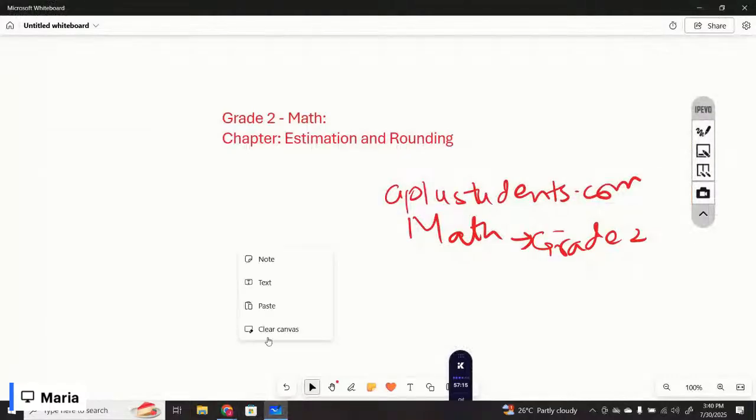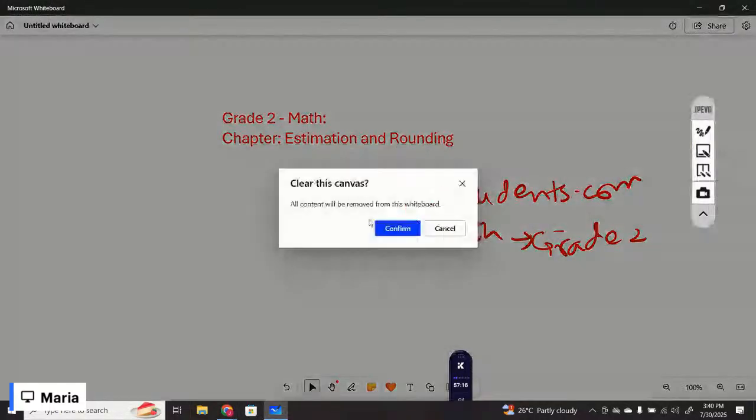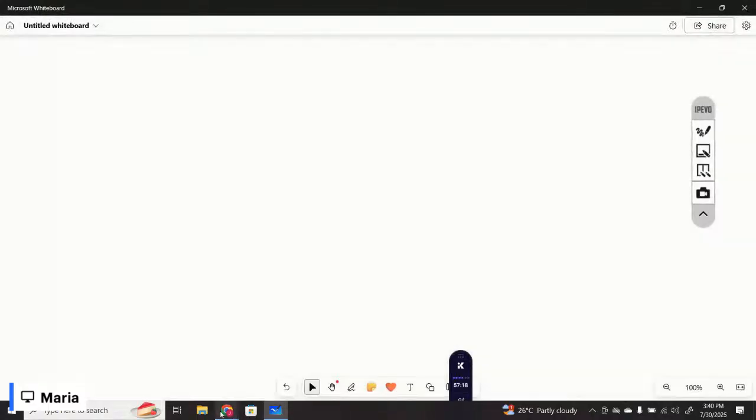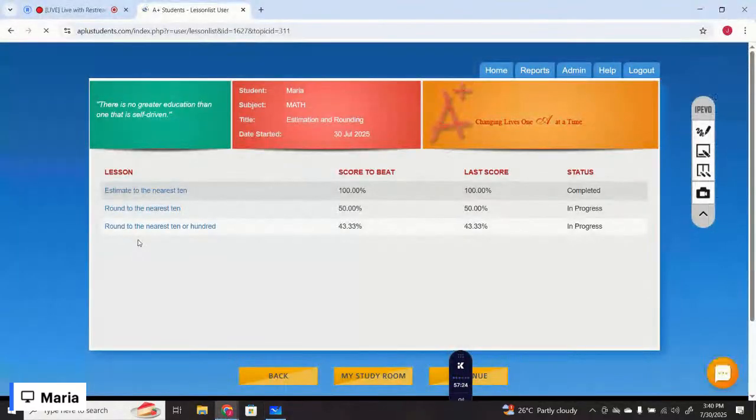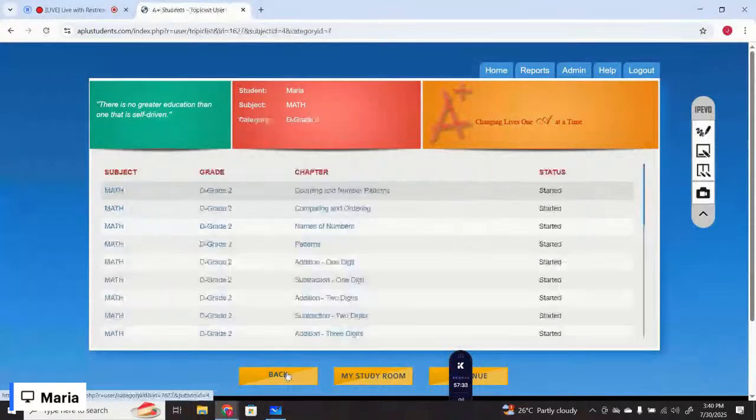So we were working on grade 2 math. The chapter we're working on is estimation and rounding. The lessons for today are estimate to nearest 10, then round to nearest 10 or 100. Make sure before the next session you complete all the practice questions for the lessons we just did. That is your homework until next session.